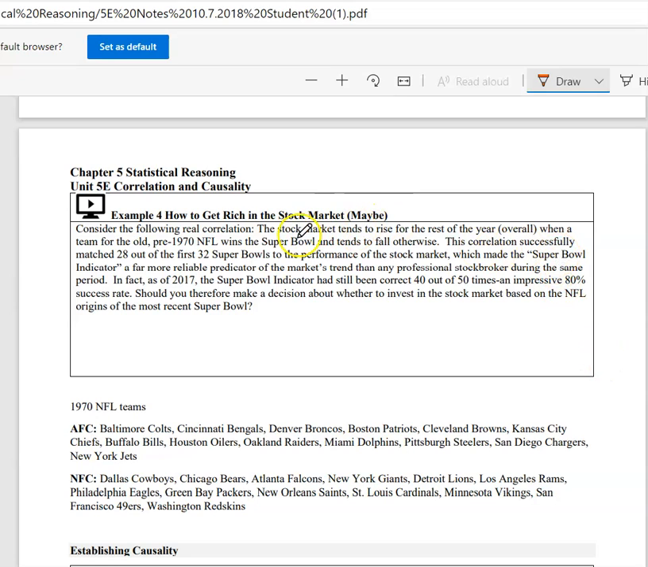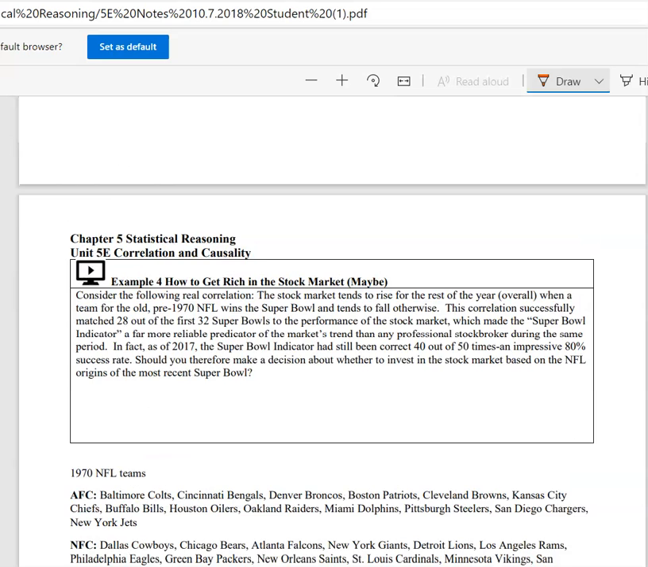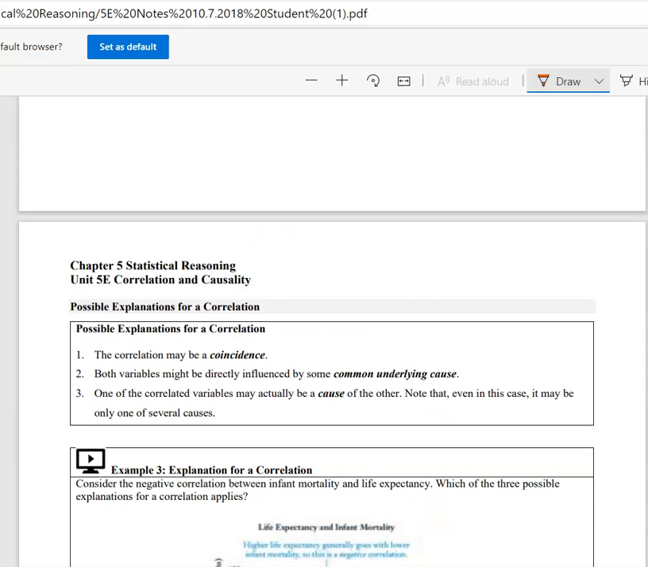Okay, and so in fact, they find out that this is called the Super Bowl indicator, it has a real name, and it's been correct 40 out of 50 times. So should you therefore make a decision about whether to invest in the stock market based upon the NFL indicator? Okay, so is this thing just a coincidence?